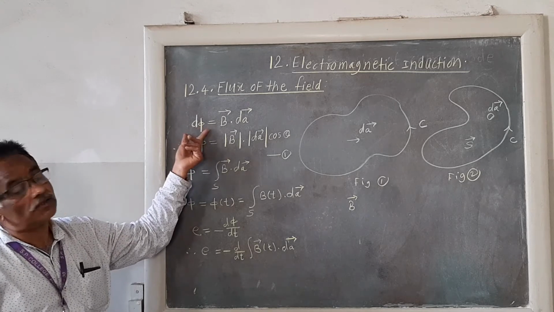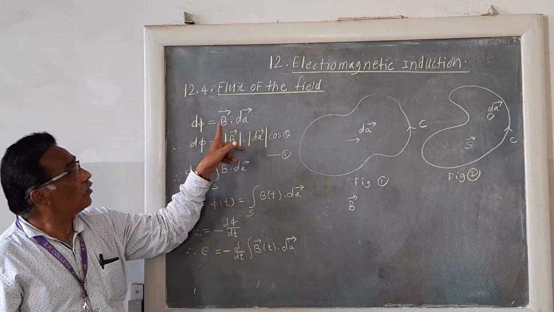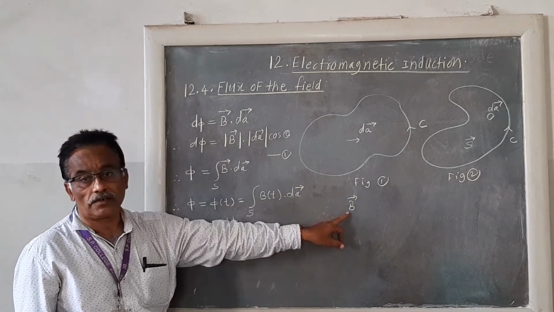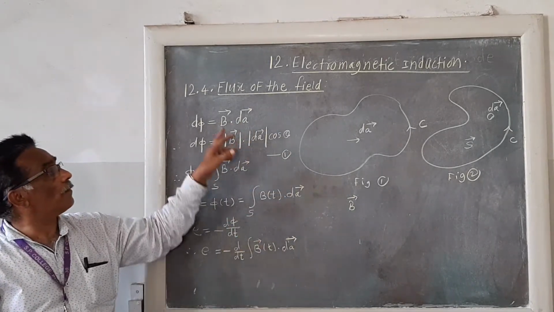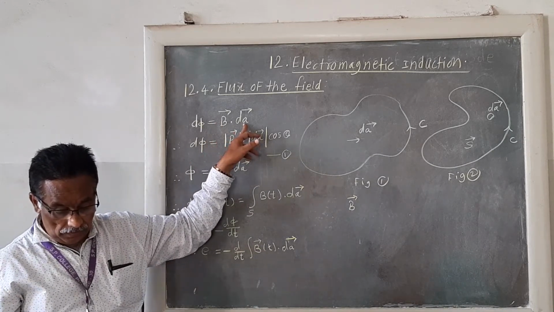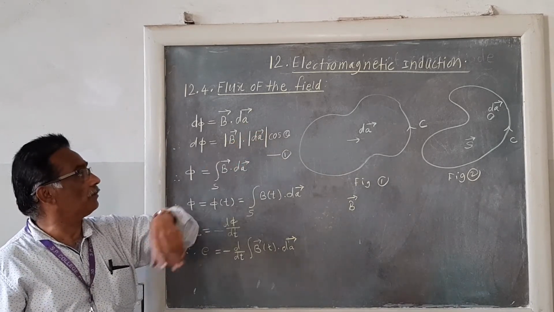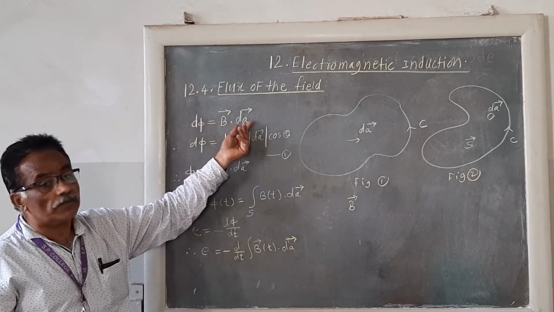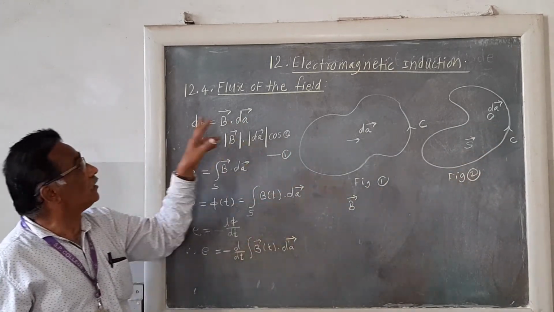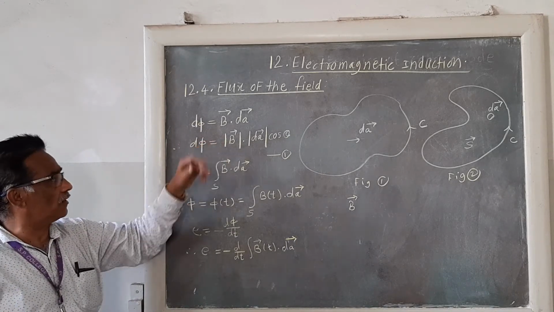So d phi will be the change in magnetic flux, and it is given by this equation, B vector dot dA vector, where B vector represents the magnetic field and dA represents the small surface area, A for area. dA is considered because this is a very small surface area, and because of that the magnetic flux d phi is the small change in magnetic flux here.